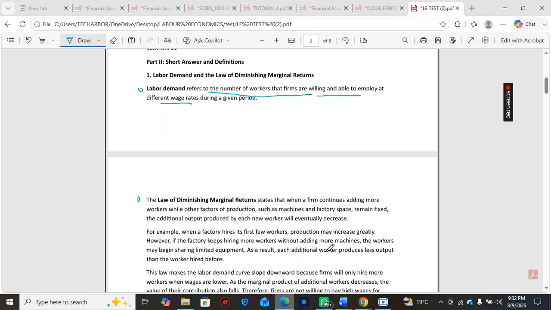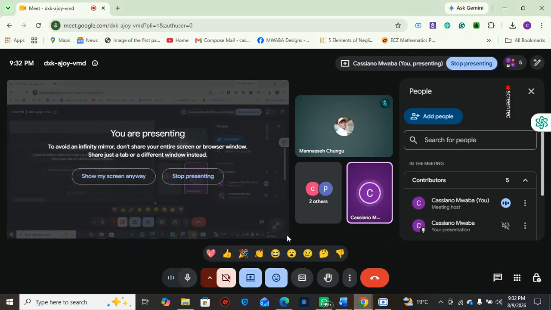What do you think can happen? What will happen to output? Mr. Manase, what do you think can happen to output? You've got a 3 by 5 room, three sewing machines, and now you have 10 workers and you want to keep on increasing the workers. What will happen to your output eventually?